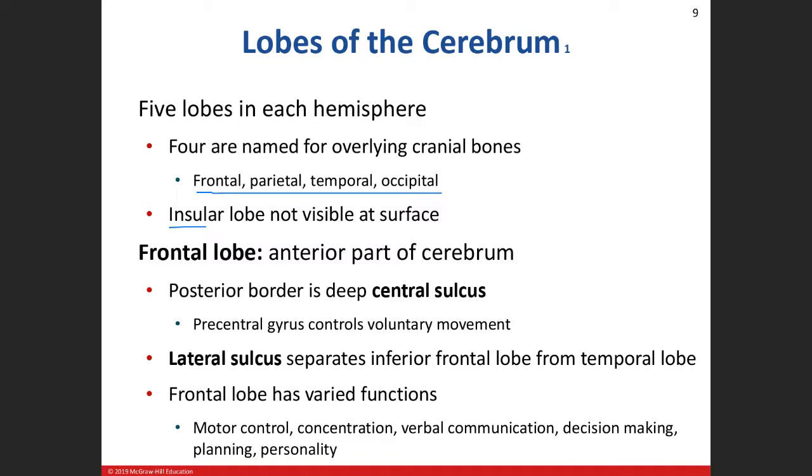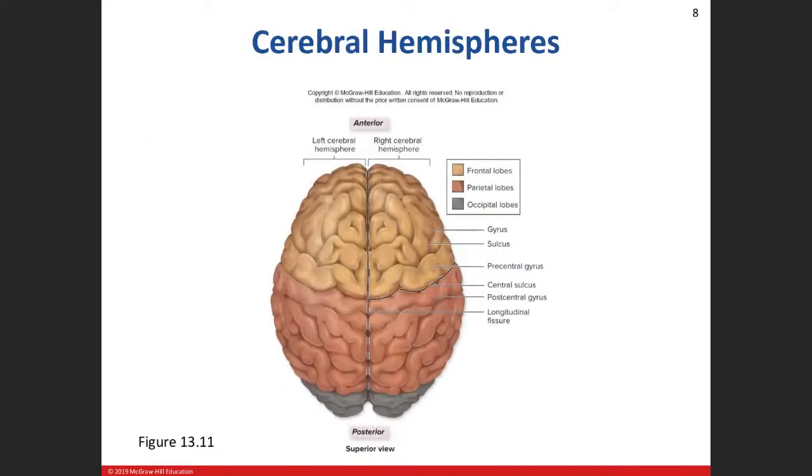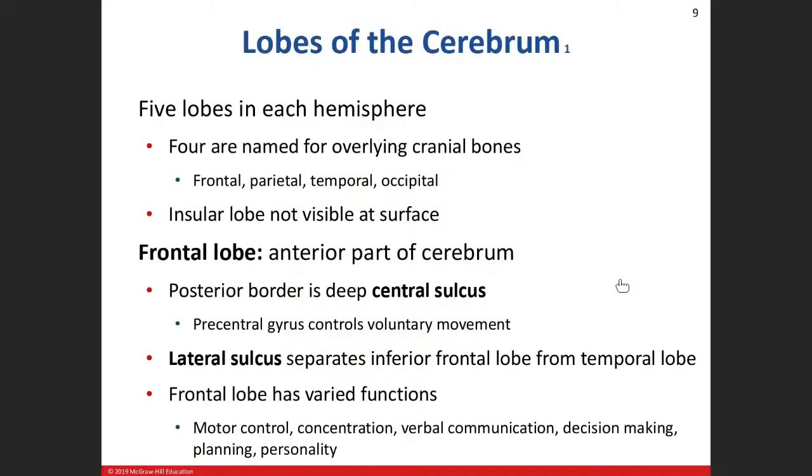Let's start off with the frontal lobe. That is going to be on the most anterior portion of the cerebrum. And there's the sulcus here that's called the central sulcus. The central sulcus demarcates where the frontal lobe ends. So anything anterior or rostral to the central sulcus is going to be the frontal lobe.